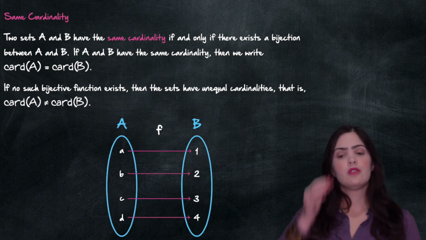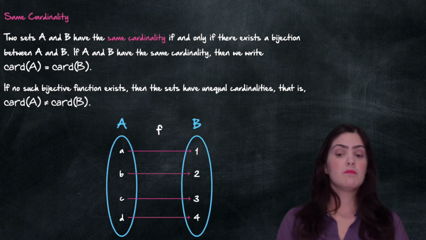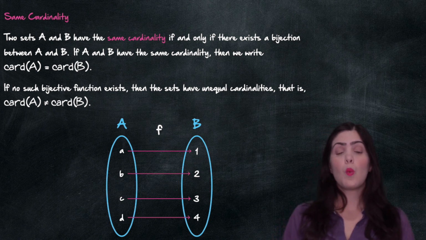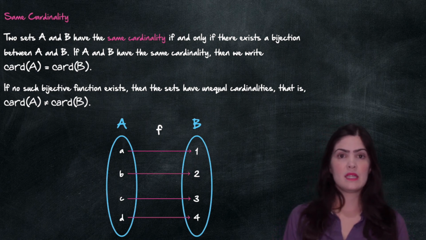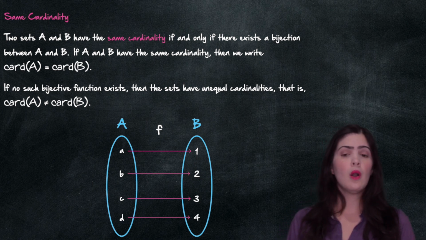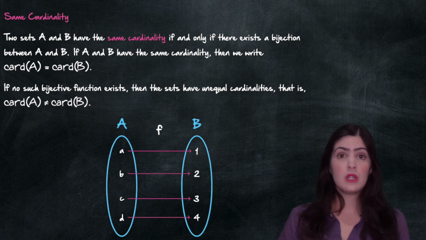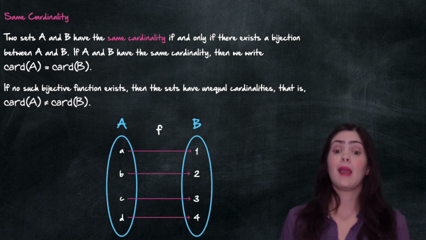Here in this example, we have two sets, A and B. A has letters A, B, C, and D, and the set B has numbers 1, 2, 3, and 4. So one bijection is the one that takes A to 1, B to 2, C to 3, and D to 4. But of course, I could have chosen a different bijection between these two sets that would also show that the two sets have the same cardinality.